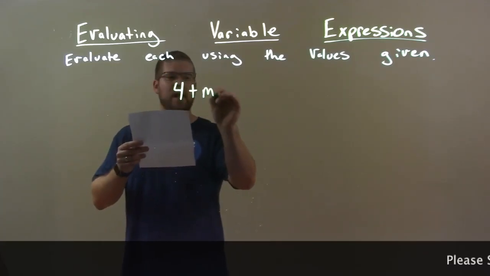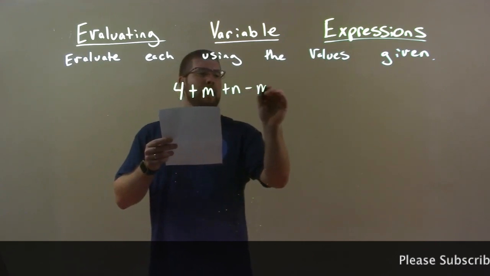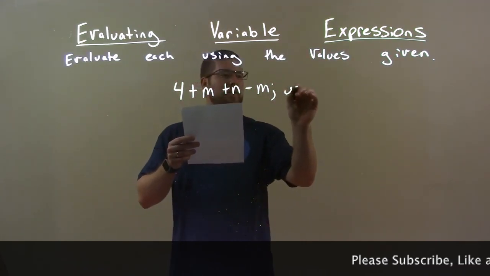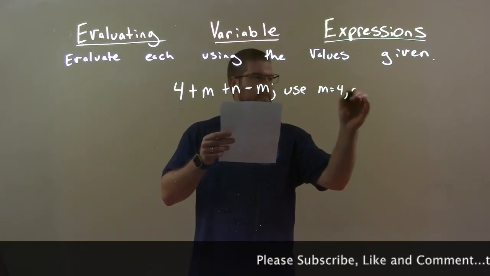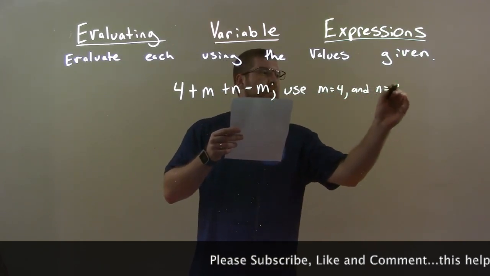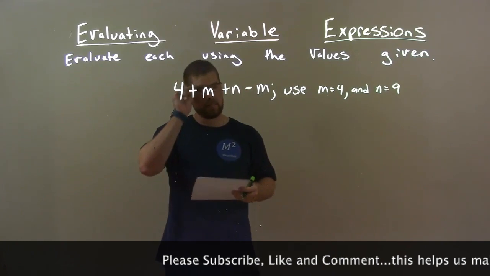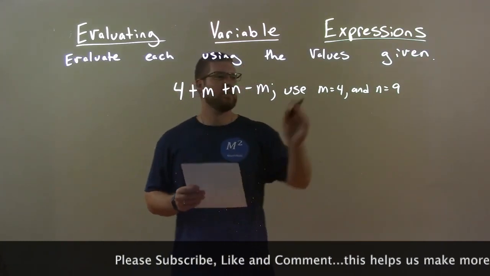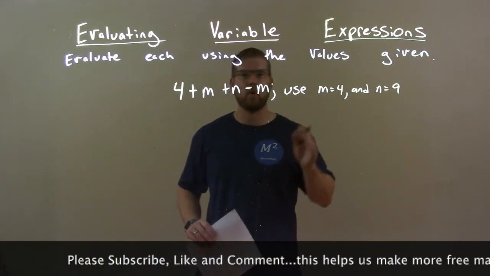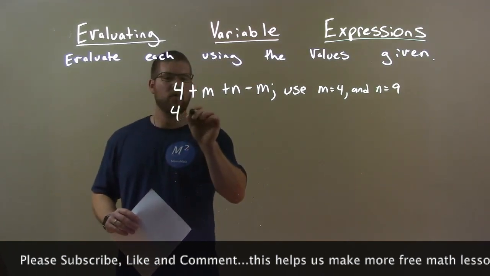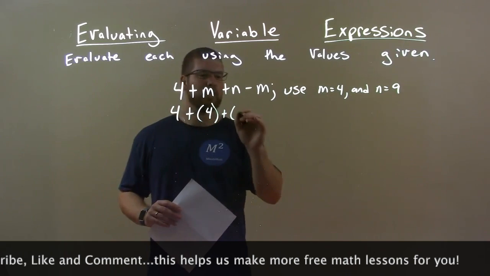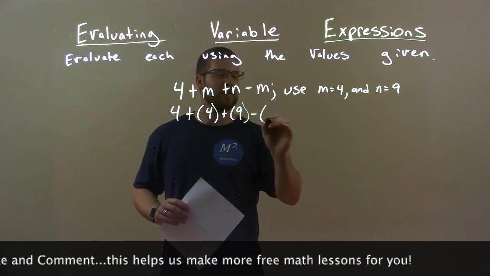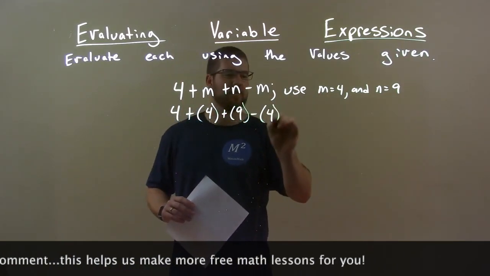4 plus m plus n minus m. And we're using m to be 4, and n to equal 9. All right, first step, substitute our variables for their corresponding numbers. 4 plus m is 4. N, they told us, was 9. Subtracted by m again, which is 4.